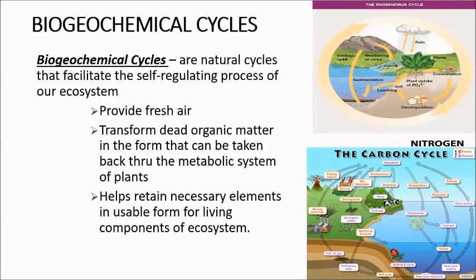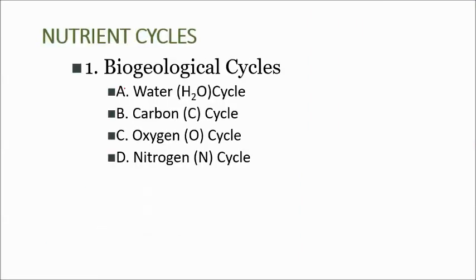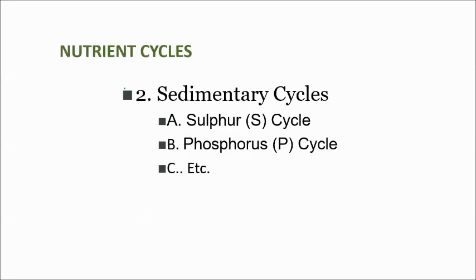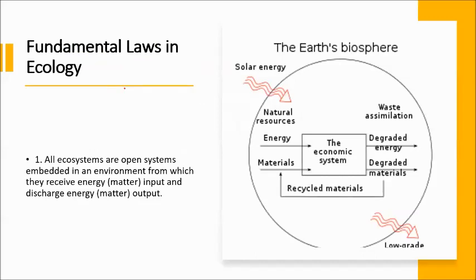Okay, so I will not discuss the cycles anymore, no? Because we will run out of time. Okay, so I will just mention them. In the nutrient cycles, we have the water cycle, carbon cycle, oxygen cycle, and nitrogen cycle, under biogeochemical cycles. And in sedimentary cycles, we have sulfur and phosphorus and others in lesser amounts, no? Those are the nutrient cycles. Okay, next we have the fundamental laws in ecology.